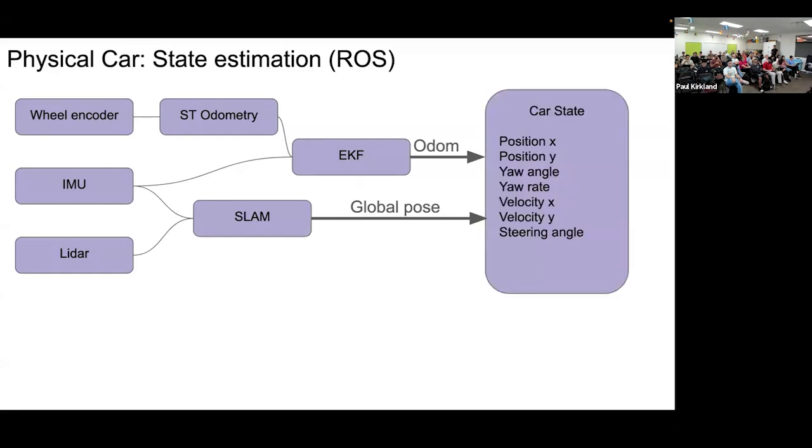And together with this information, we get our car state, which consists of position, yaw angle, yaw rate, velocity, and steering angle. You can guess that some of the states are very difficult to measure. We talked about this already. So the velocity in y direction, we don't actually have a sensor for that, nor for the steering angle. So these are approximated.